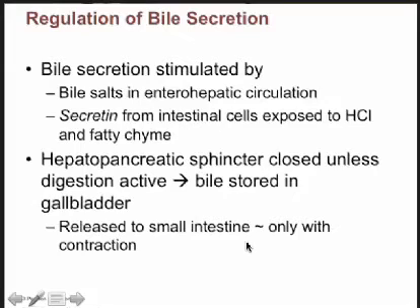It's released into the small intestine only with the contraction of the gallbladder. So that CCK signal, this cholecystokinin signal, causes the squeezing of that sac on the underside of the liver, and it's the movement of the bile into the small intestine through the hepatopancreatic sphincter that takes with it a significant amount of pancreatic juice, and so mass action.